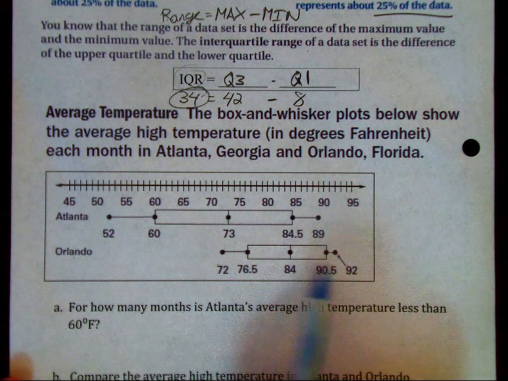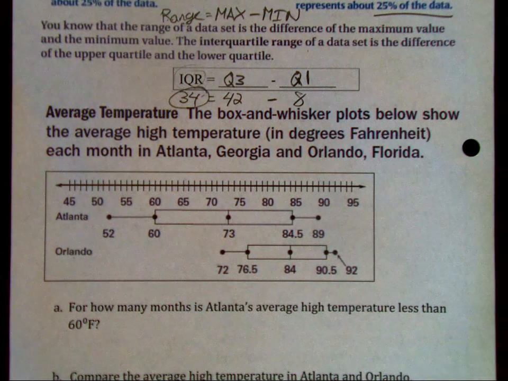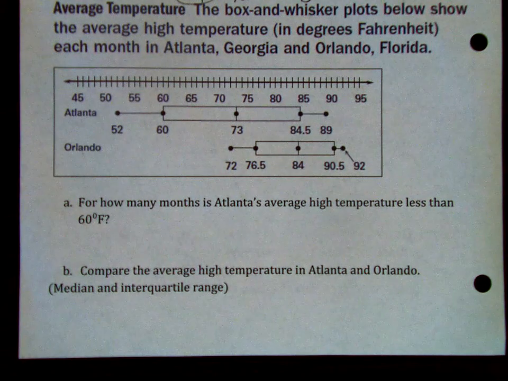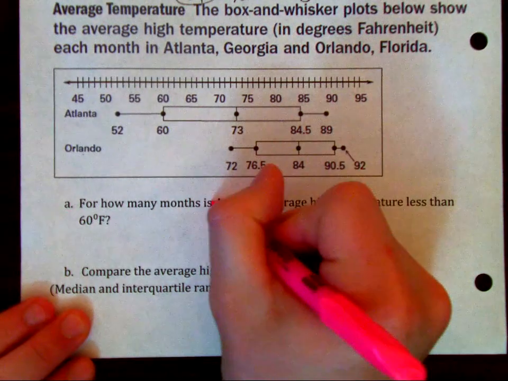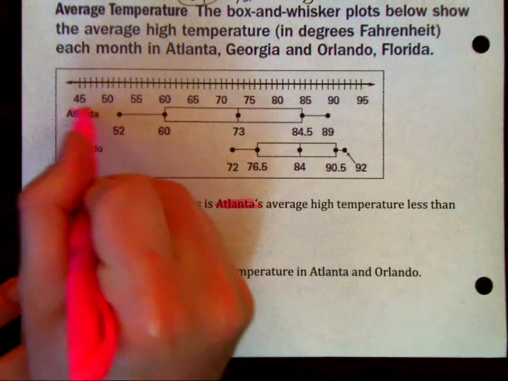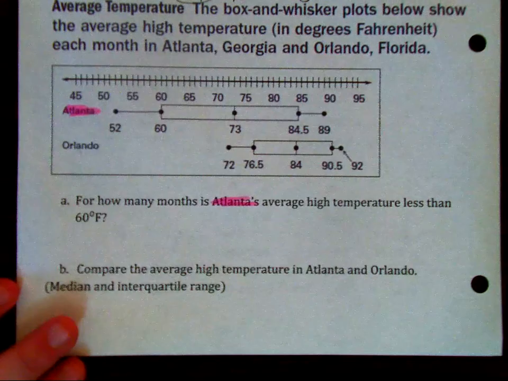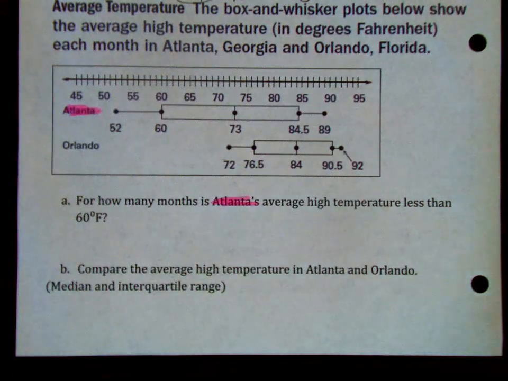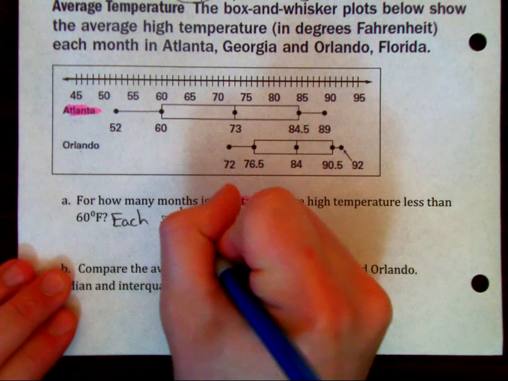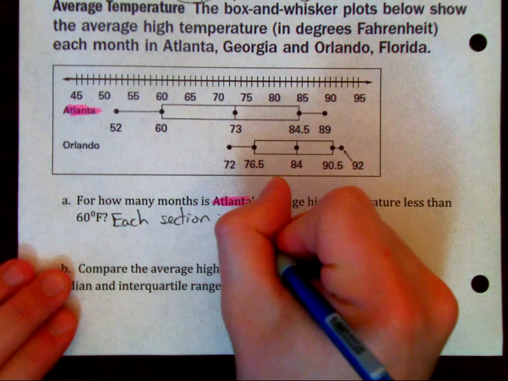So I can do a little bit of highlighting here for ourselves. It says how many months in Atlanta's average high temperatures are less than 60. So we're using this Atlanta box plot right here. And make sure you're saying each section, each quartile, is about 25% of the data.